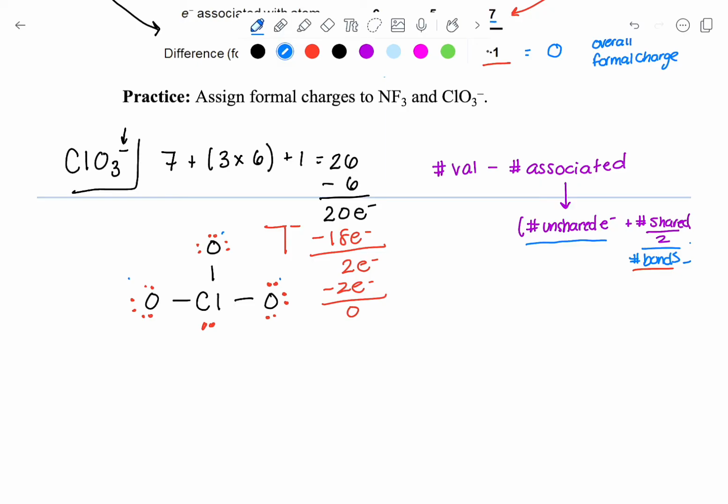Okay, so let's look at our oxygens first. Oxygen has 6 valence electrons. That's our first step. We have to find our number of valence electrons. Each oxygen is going to have 6 valence electrons. We're now going to subtract off all of our associated electrons. So our unshared electrons are the lone pairs. So there's 1, 2, 3, 4, 5, 6 electrons in my lone pairs. I have 3 lone pairs. Therefore, I have 6 electrons that are unshared. So I'm going to subtract off my 6 electrons from lone pairs.